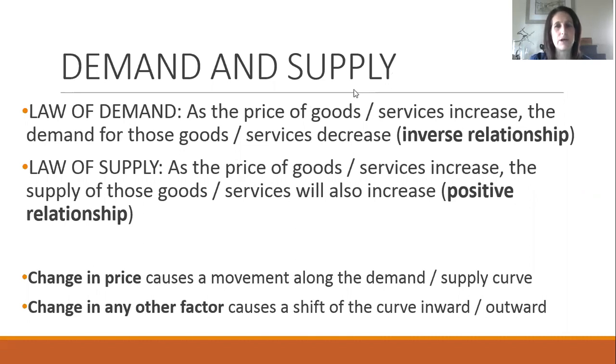Let's just quickly recap. The law of demand: as price increases, demand decreases. Law of supply: as price increases, supply increases as well. And if you can remember, if there's a change in price, it causes a movement along the demand curve, so we remain on the same curve and the price just moves up and down. Anything else causes a shift in the curve, then the curve moves inward or outwards.